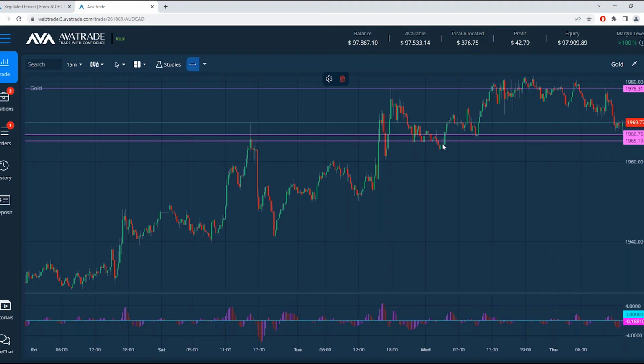Down, hits the support level, back up. Hits the resistance level, back down. Hits the support level, back up. This is what we call ranging, where the news isn't strong enough to break the resistance or the support level. So it keeps bouncing between those prices.